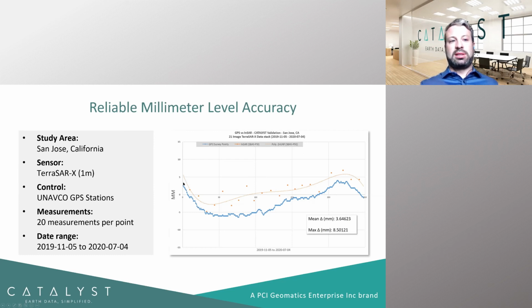And what we were able to see here is that in blue is the daily mean of the measurements that were captured by the UNAVCO GPS station. And then in orange are the measurements that we processed and measured using InSAR technology. And then this orange line here is the polynomial trend line that we created based off of these points. Now, as you can see, just from the visual comparison, there is a strong correlation between the trend line and the real-time daily average measurements from the GPS station. And then when we compare the mean delta in millimeters between our measurements and the GPS measurements, it was approximately 3.6 millimeters. And then the max delta was approximately 8.5 millimeters for this data set.